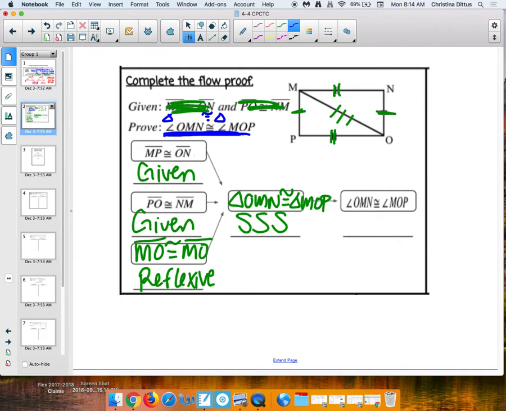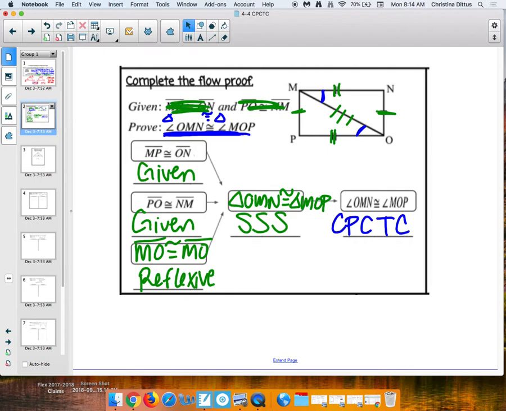Okay, now that I know my triangles are congruent, I can say angle OMN, this angle here, and angle MOP are congruent because my triangles are congruent. Corresponding parts of congruent triangles are congruent. So you do the triangles, and then your proof part is always going to be CPCTC, the reasoning.